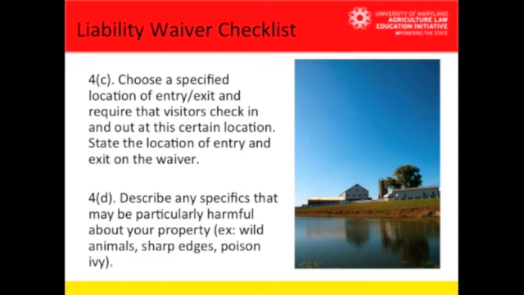And you'll also want to describe any specifics that may be particularly harmful about your property. For example, are there wild animals? Are there sharp edges that people should be aware of when going around certain barns? Is there poison ivy on a wall? You'll want to make sure to point these out in your liability waiver. The more you can inform the visitor, the more coverage you have from liability.